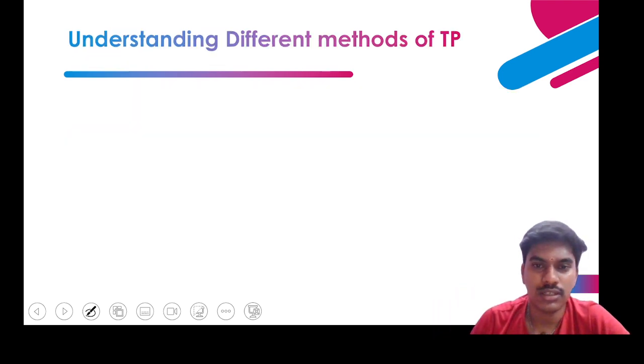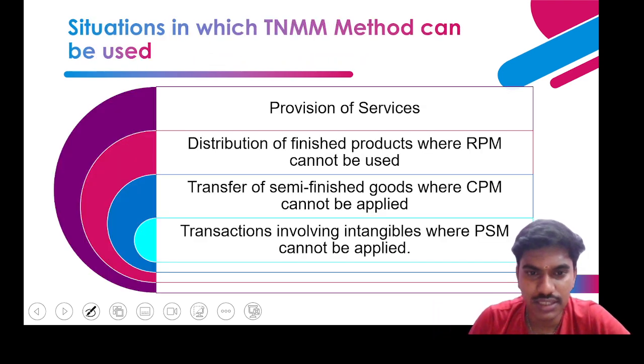So if you just see here, when all TNMM can be used: provision of service. Then, when I cannot use RPM, I should use TNMM. When I cannot use CPM, use TNMM. When I cannot use PSM, use TNMM.